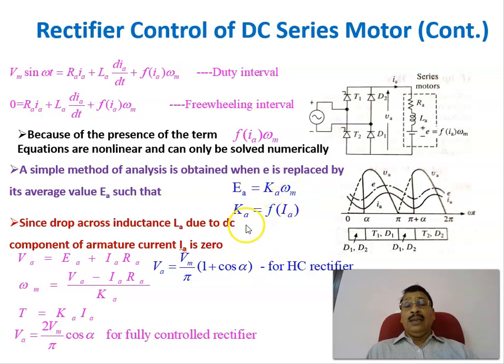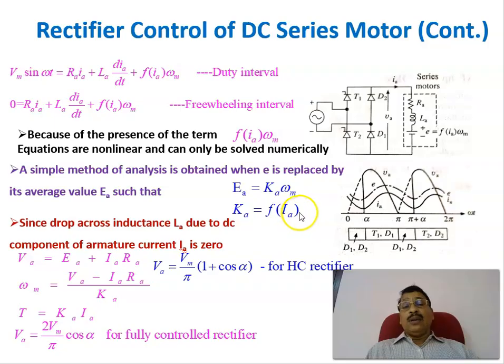Ka times omega m, where the constant Ka is a function of armature current. Actually, to get Ka, as you know, in the BH curve, the x-axis is H and the y-axis is flux density. Or in terms of current, since H equals Ni by L, the x-axis is current and the y-axis is flux. That BH curve is non-linear. Initially it is linear, but once it is near saturation, it becomes non-linear.